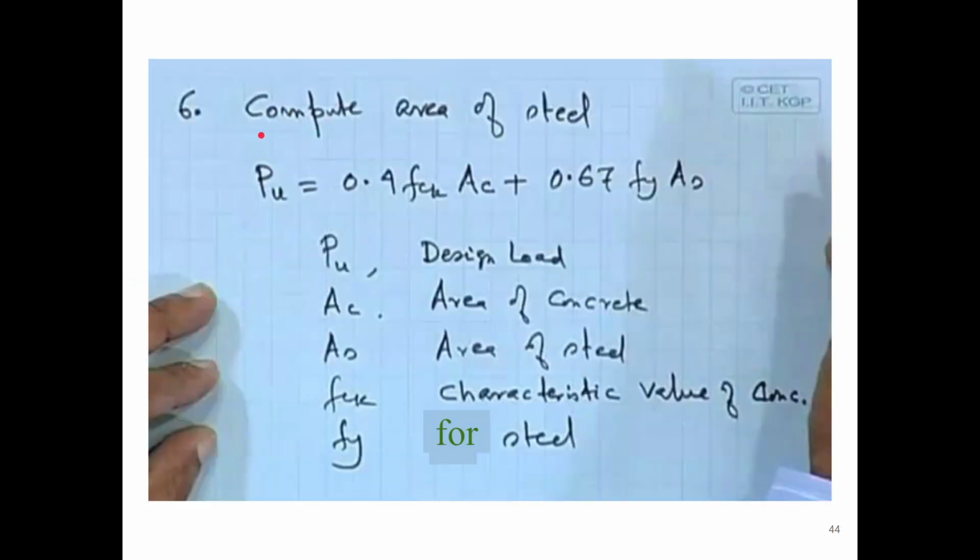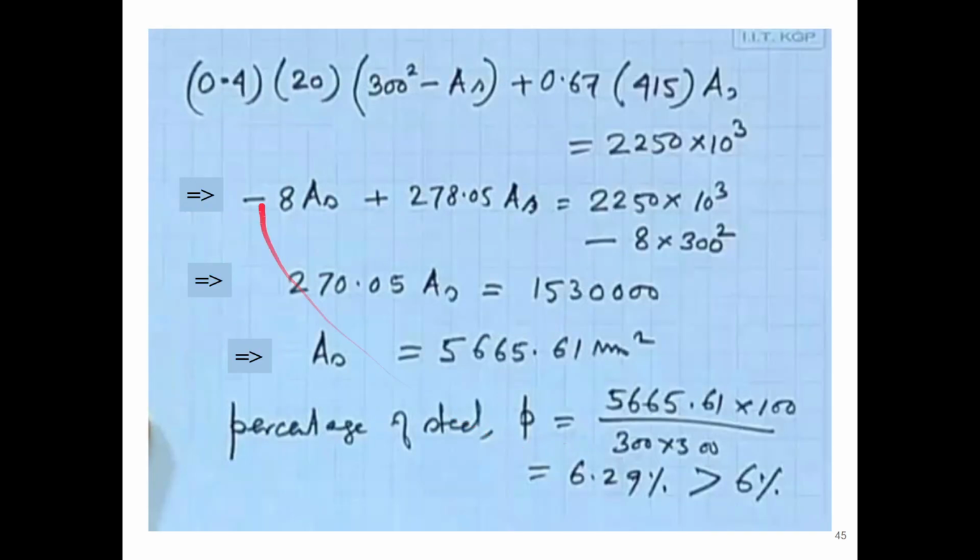So now we have to compute the area of steel. Pu will be 0.4 FCK AC plus 0.67 FY AS, right? Pu is the design load, AC is the concrete area, AS is the steel area, FCK is the characteristic concrete strength, and FY is the steel yield strength. Putting all these values in, we have subtracted AC minus AS. This is the ideal case, ideally this is how the equation should be solved.